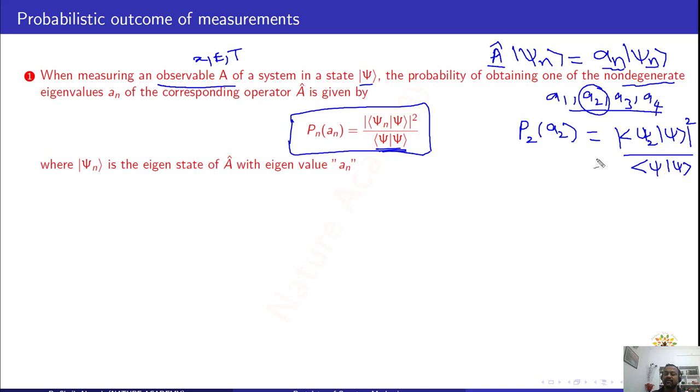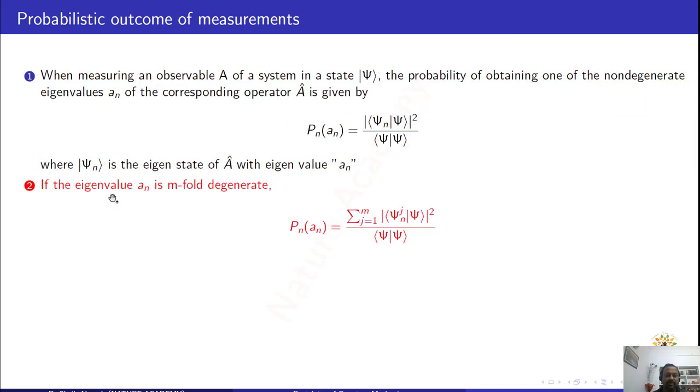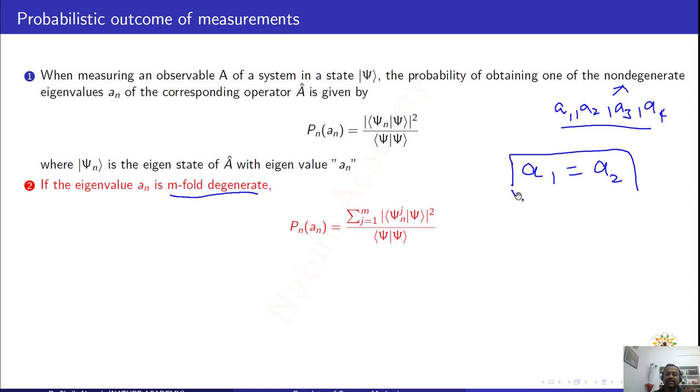So this is the probability of getting eigenvalue A2 if you have non-degenerate eigenvalues. If the eigenvalue is m-fold degenerate, that means the system may have eigenvalues like this. Initially we thought there are 4 eigenvalues, and these eigenvalues are different, not equal to each other. A1, A2, A3 are different eigenvalues, so I can call them non-degenerate eigenvalues. If two eigenvalues are the same, I can call this degenerate eigenvalues.